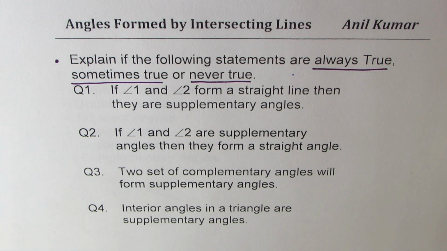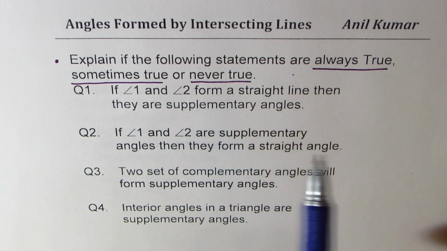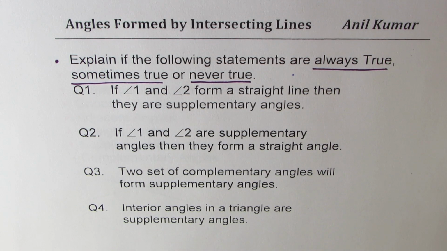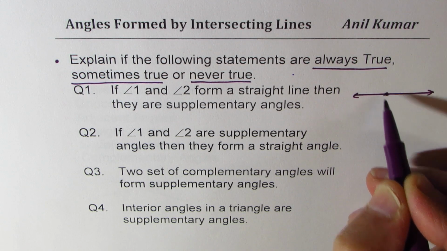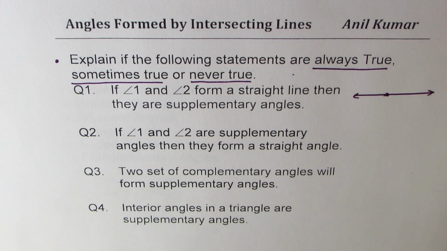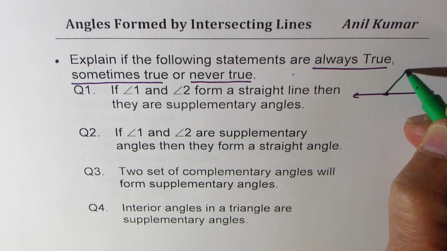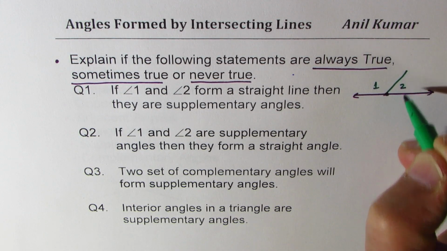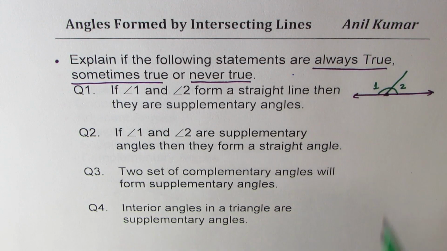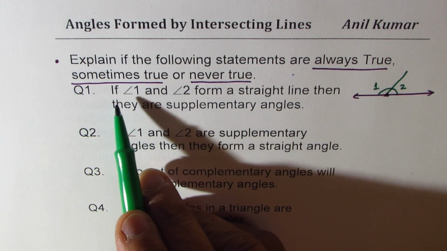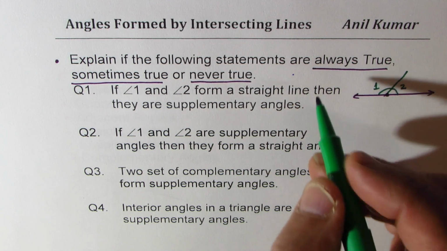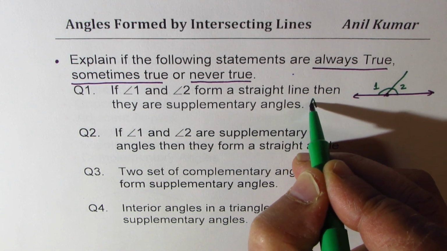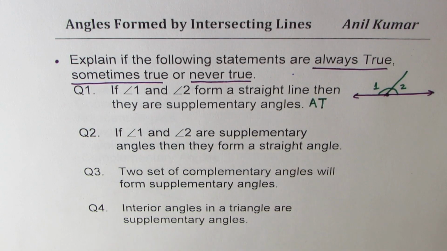Question 1. If angle 1 and 2 form a straight line, that is to say that we have a straight line. So let me just draw, there are two angles. Let's say this is angle 1, this is angle 2, and their sum is always 180. So if angle 1 and 2 form a straight line, then they are supplementary. So this statement is always true. So we'll write always true. Is it okay?